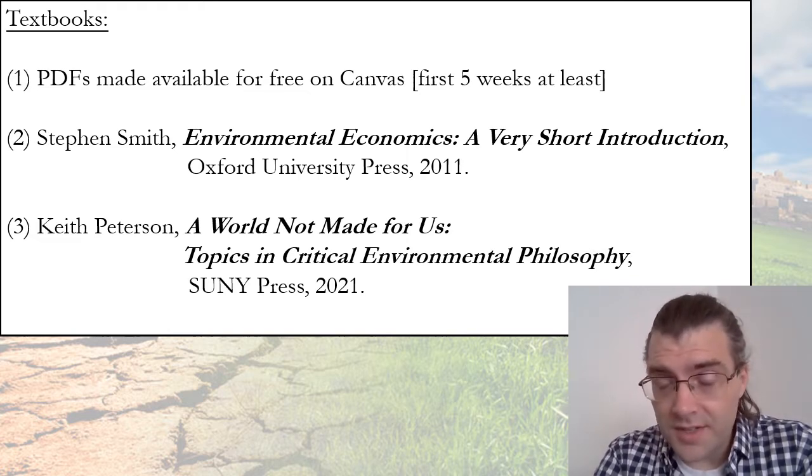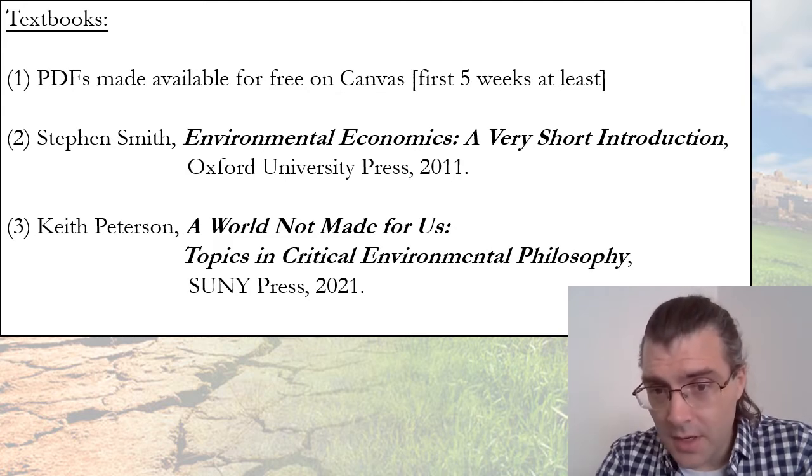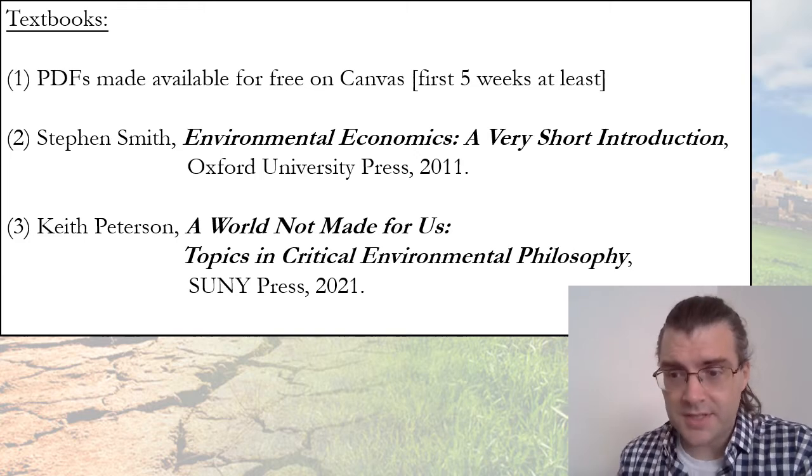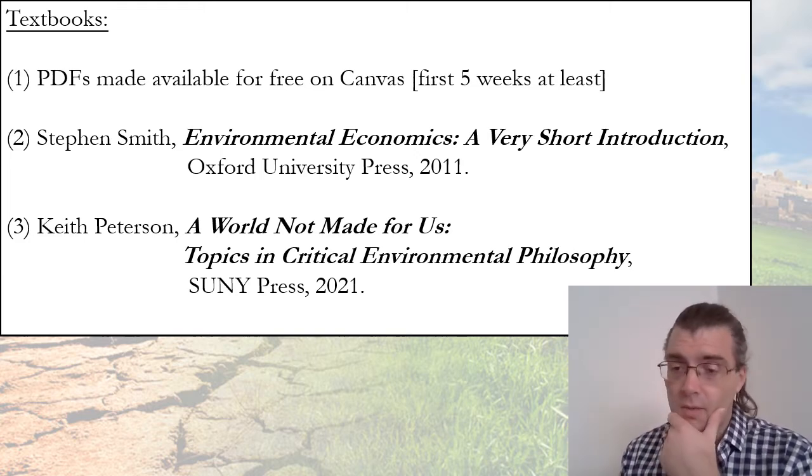So we'll read this book from Stephen Smith, Environmental Economics, a Very Short Introduction. It's about $12 on Amazon. I think it's about that much from the Temple bookstore as well. And then we'll read Keith Peterson, A World Not Made for Us. And that book was published this year. It's available in paperback now. It's about $32 in paperback. So hopefully these textbooks are not going to break your bank.